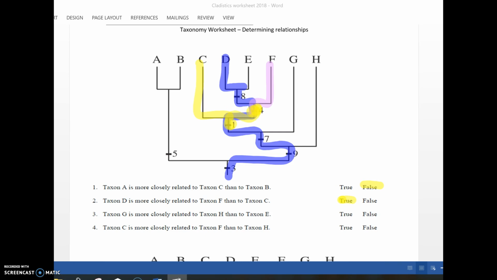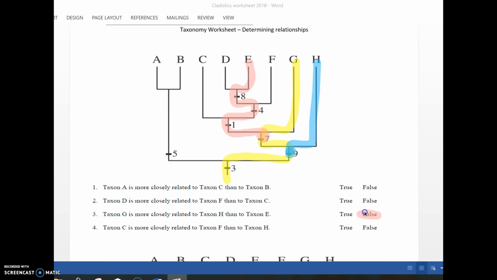Next, G is more closely related to H than to E. So let's take a look at that one. So let's do G first. So again, I can track this all the way back. G and H hit at 9. And now we want to look at E. And E, if I track back, they hit at 7. So this would be false.